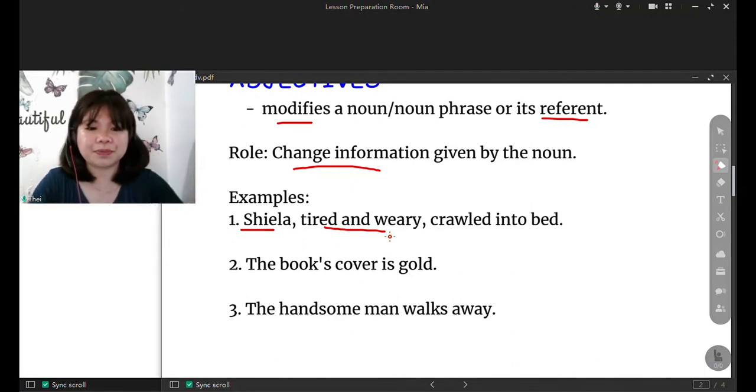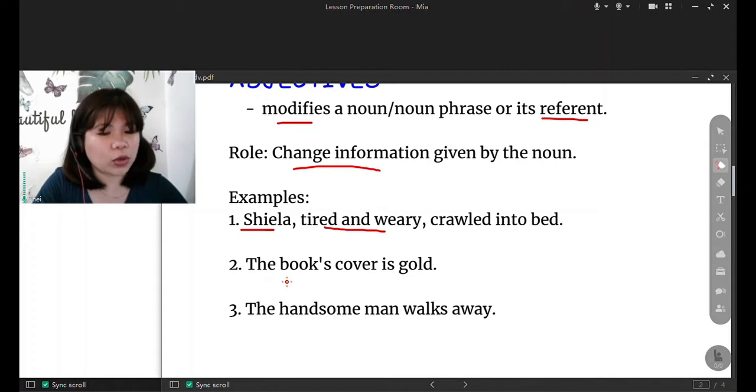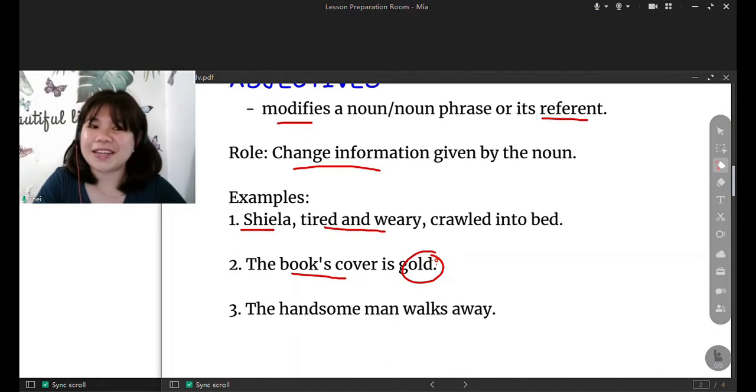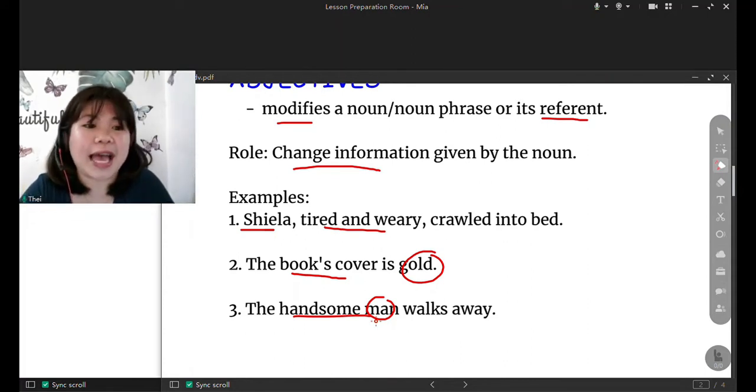Now let's go to number two. The book's cover is gold. What are we talking about here? We're talking about the book's cover. And the word gold here describes its cover. Now, number three. The handsome man walks away. Easy. What we are talking about here is the word man. And what word describes the word man? We have handsome. Do you understand it? Easy, right?